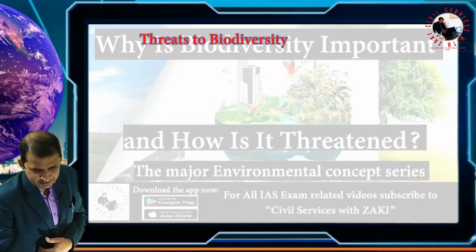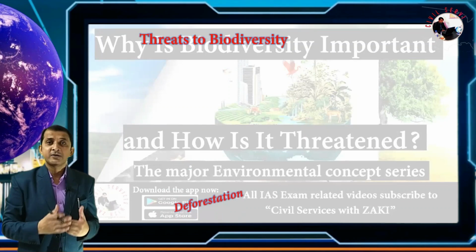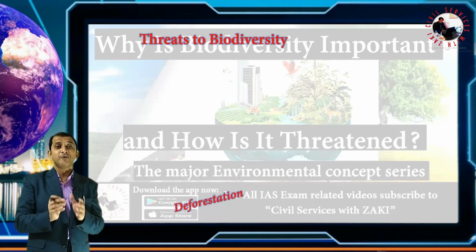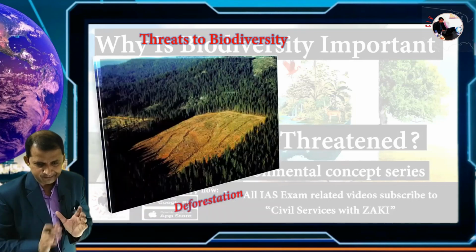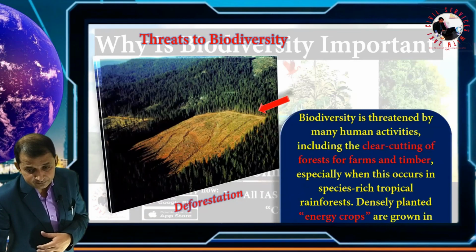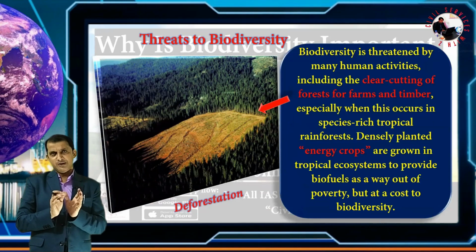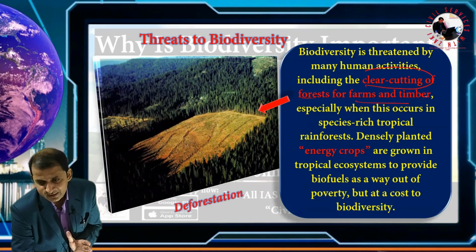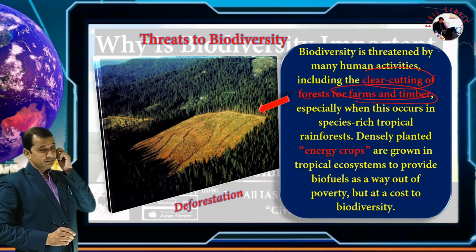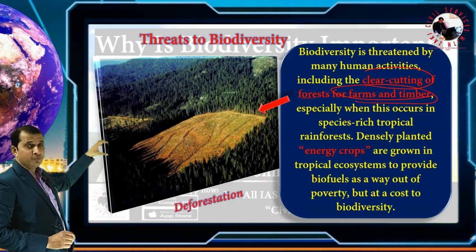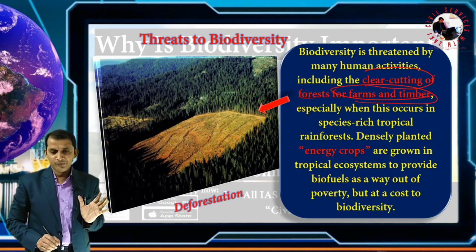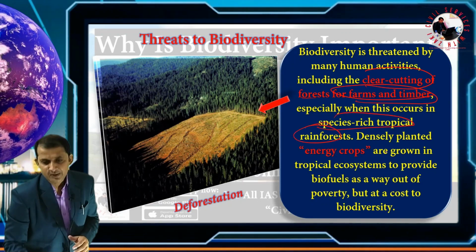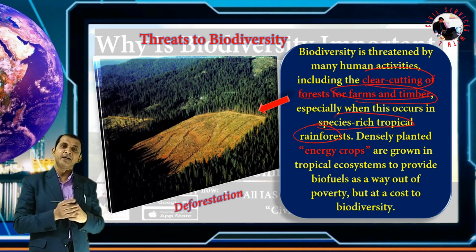Let's move on to the next topic: threats to biodiversity. What are the threats to biodiversity? One of the significant threats is deforestation. Biodiversity is threatened by many human activities, including the clear cutting of forest for farmland and timber. As you see here, this forest is cut down for timber and farmland, especially when it occurs in species-rich tropical rainforest or densely planted energy crops.